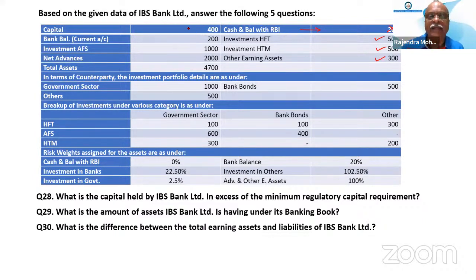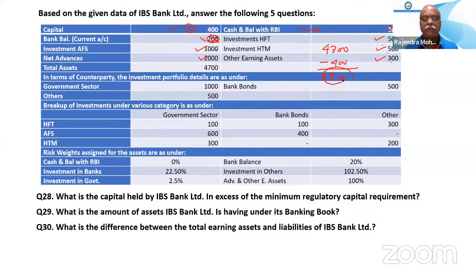Now capital is a liability, so we are not considering this as an asset. Bank balance, current account, no earning, so this will not be taken into account. Investment AFS earning, advances we are earning. So whatever the ticks are there, you take this one. 1,000, 2,000, 500, 500, 300. These are the earning assets. So if you give the total, it will come 4,300. Liability is only this. Liability is capital. So you deduct this. What is the difference? 3,900.